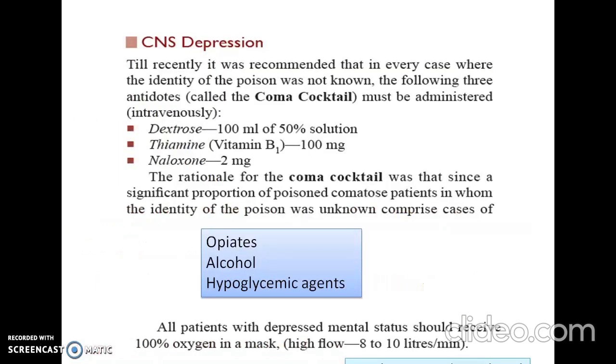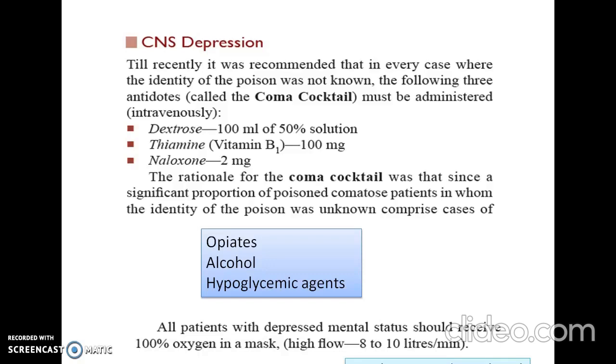The last bit is CNS depression. Many times the reason for poisoning is not known. Whenever CNS depression is observed in the patient, usually the general treatment we start is by giving 3 antidotes. This is a set of antidotes called the coma cocktail. It will be administered intravenously: dextrose, thiamine and naloxone. In combination it can be used, and this combination is called the coma cocktail combination.